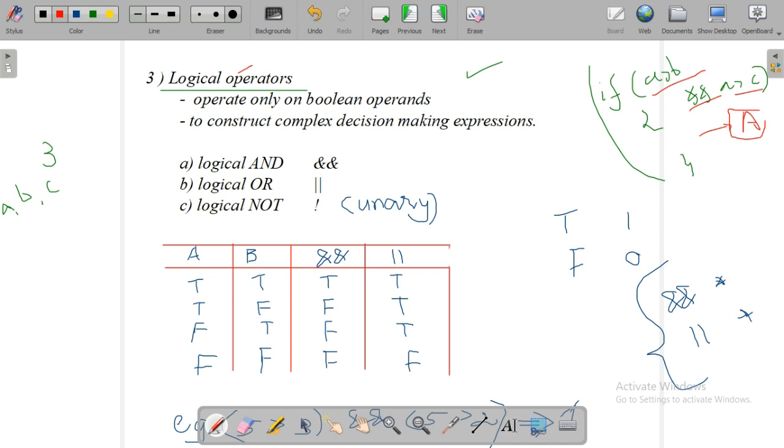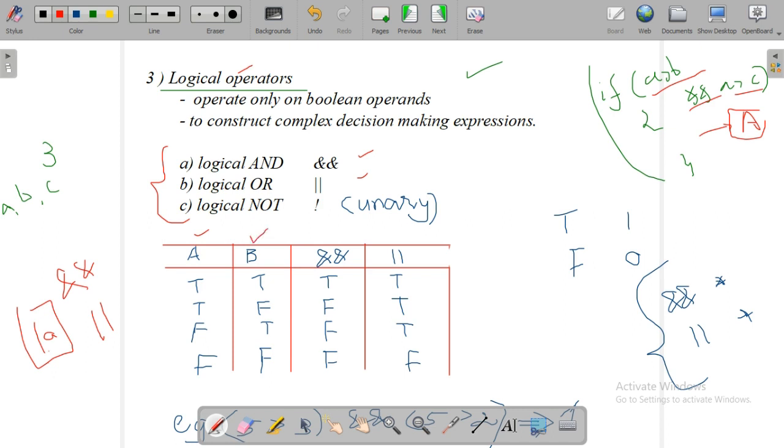When we are constructing complex decision-making expressions, we use logical operators. 3 types of operators are there: the AND operator, the OR operator, and the NOT operator. Double ampersand together is known as logical AND. 2 straight pipe symbols are known as logical OR. Logical NOT is the exclamation mark, and this logical NOT is a unary operator. It acts with a single operand.